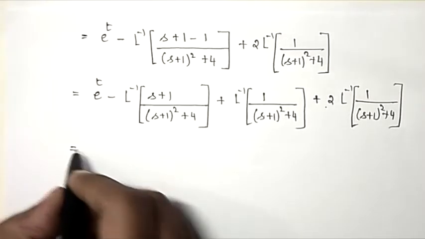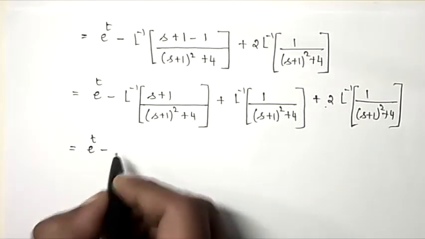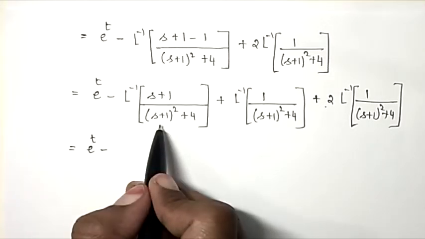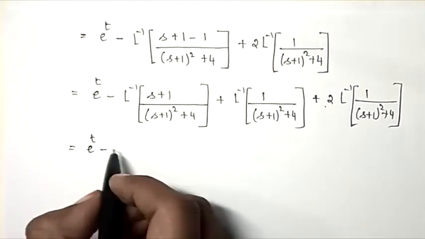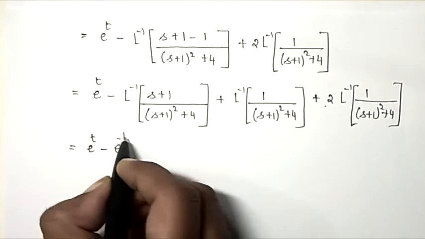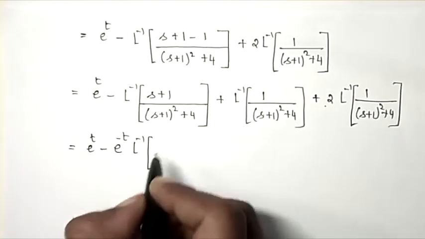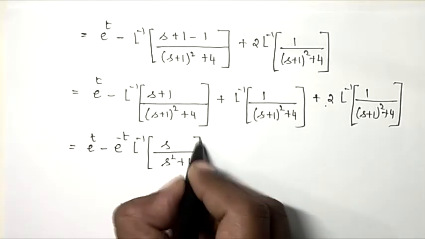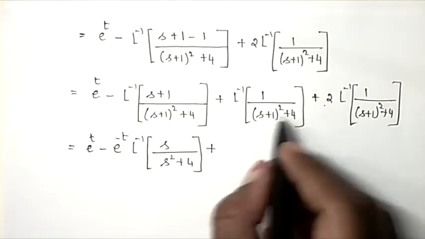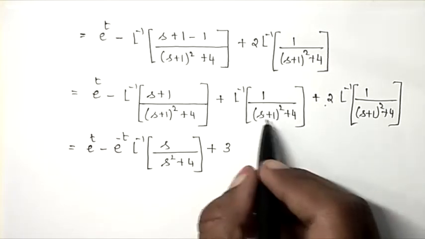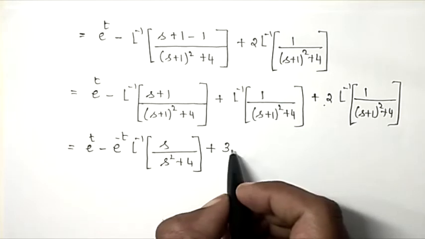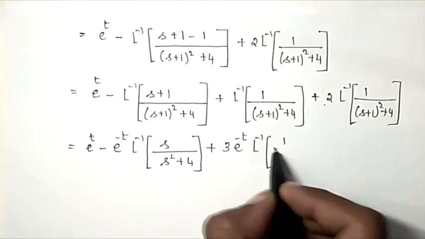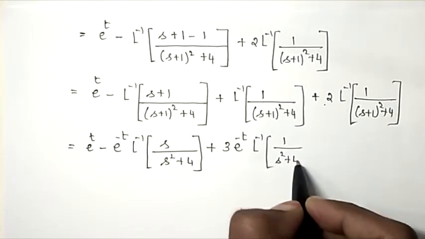So this is equal to e power t minus, if I apply the inverse Laplace for this term, s plus 1, so the variable s has been shifted. I will write this as e power minus t L inverse of s by (s square plus 4). And adding these two terms, I will write 3 times, and the variable s has been shifted, so it is e power minus t L inverse of 1 by (s square plus 4).